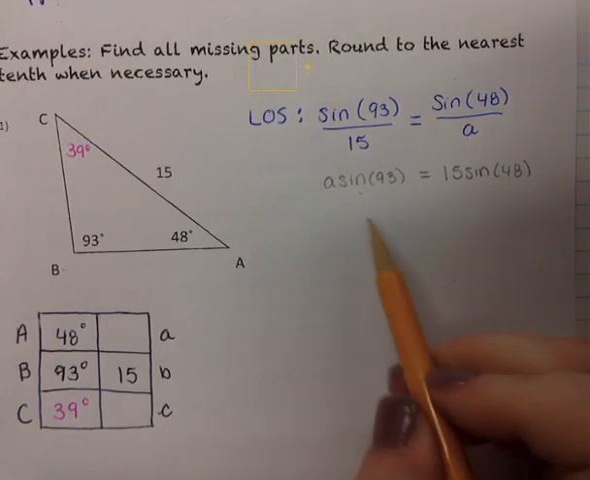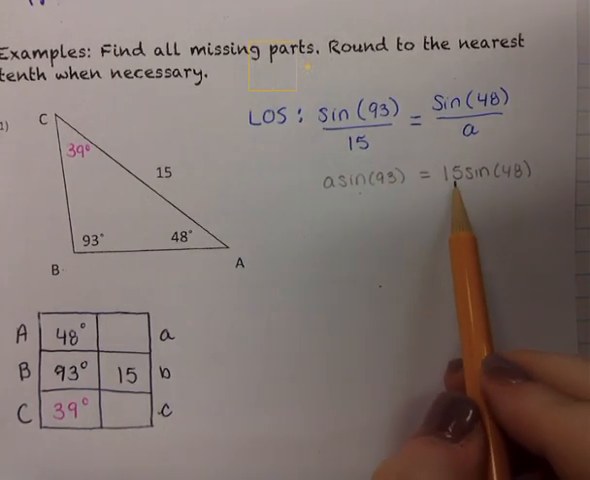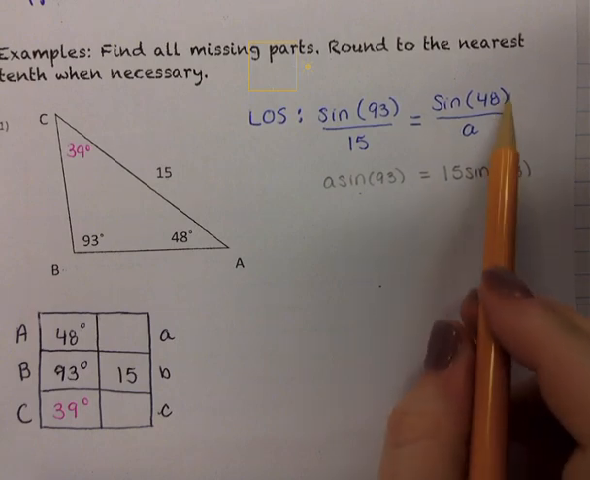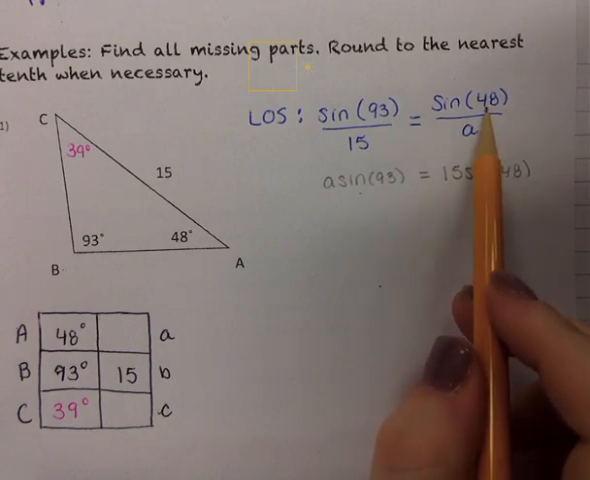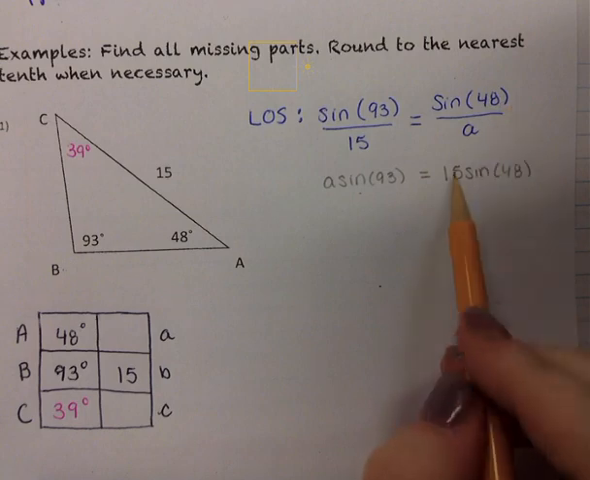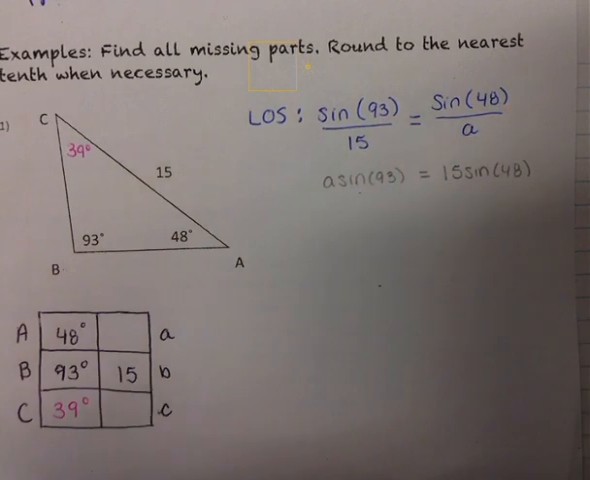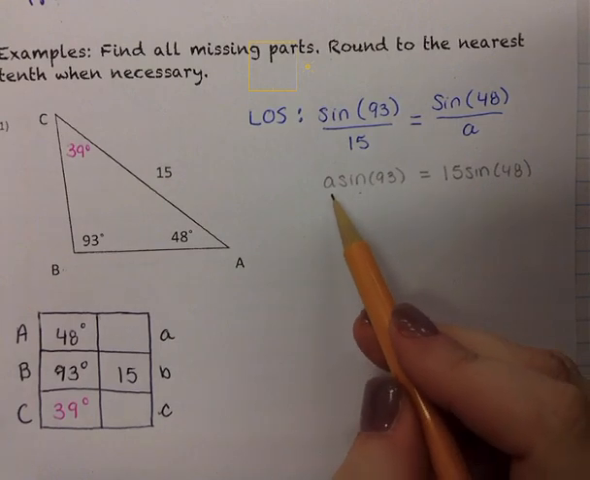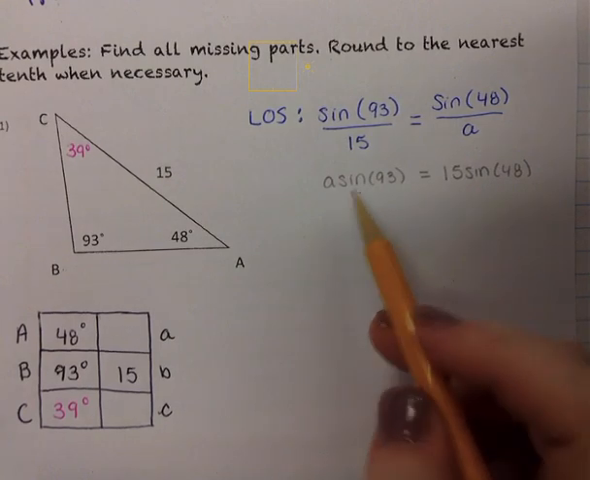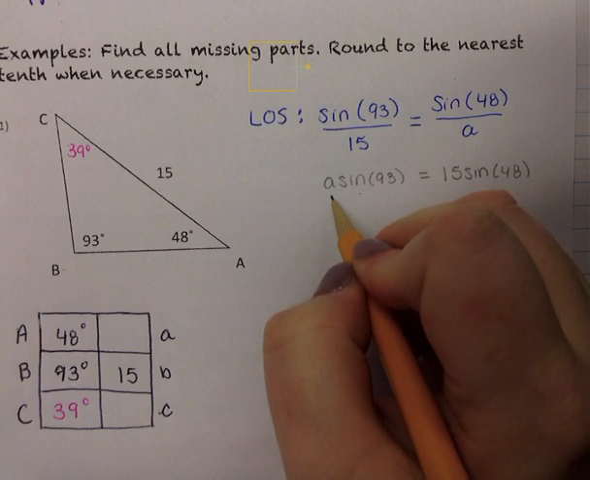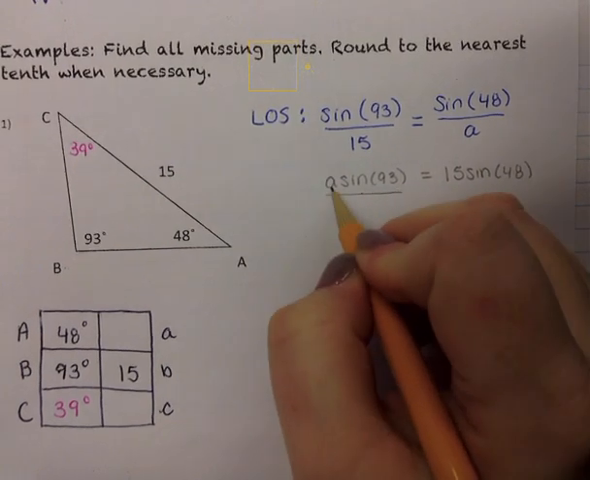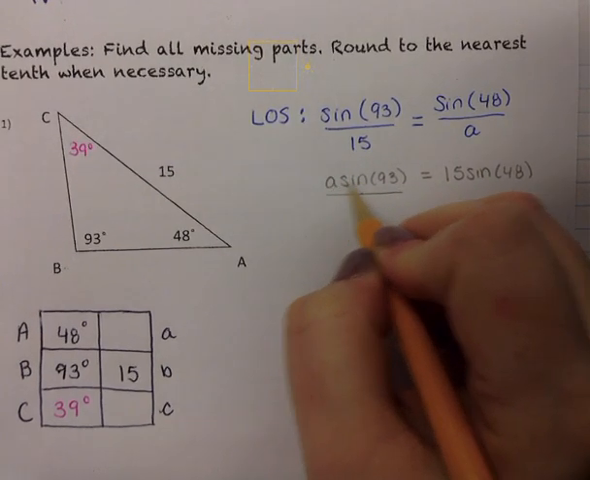Now what's really important is that you do not multiply the 15 and the 48, because that 48 is the degree and it has to stay as 48 degrees. So I'm just going to attach whatever I multiplied to the outside of it. Now I still need to solve for a. So in order to solve for a, I need to get everything away from a, which attached to a is the entire sine of 93.